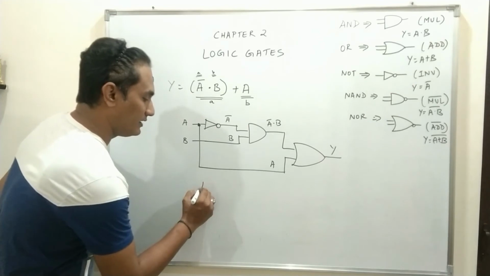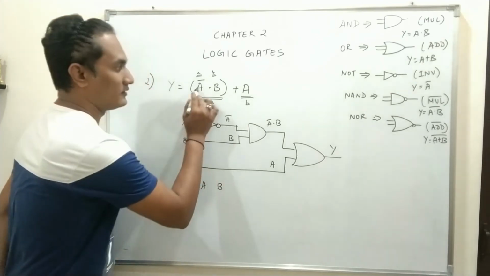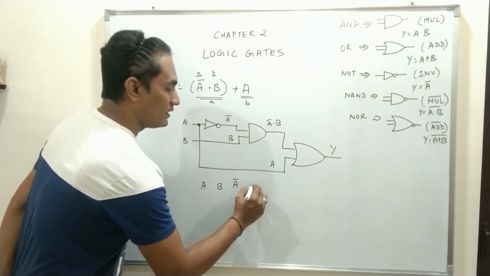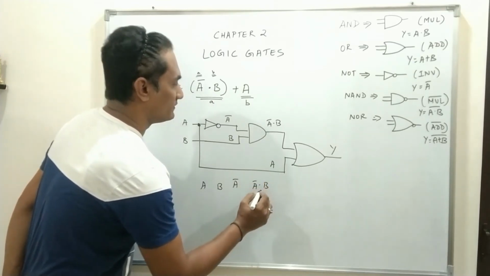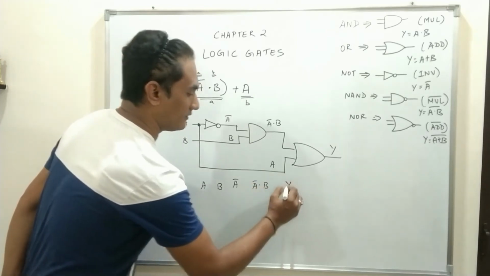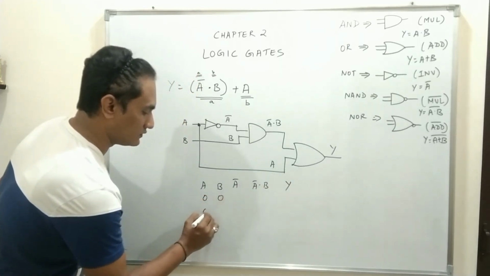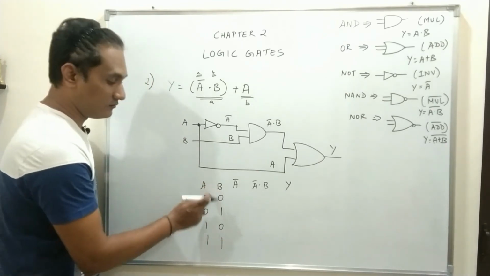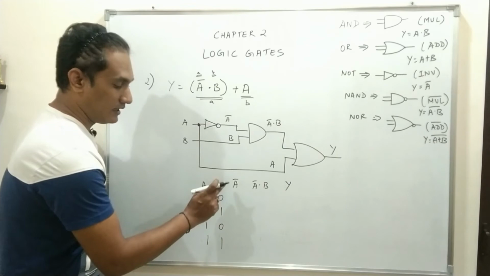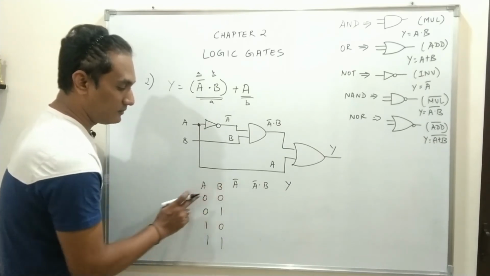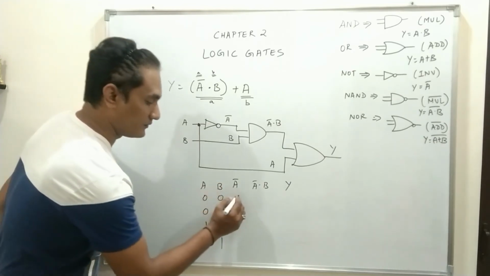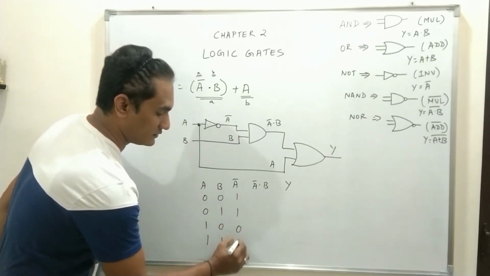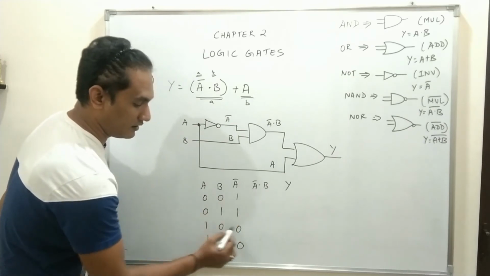So again, truth table. A, B, we have A bar as variable, and then A bar dot B and Y. So 0, 0, 0, 1, 1, 0, 1, 1. As we have only two variables, there will be four possible combinations. What will be A bar? A bar will be the complement of A. So that value will be 1, 1, 0, 0, complement of A.